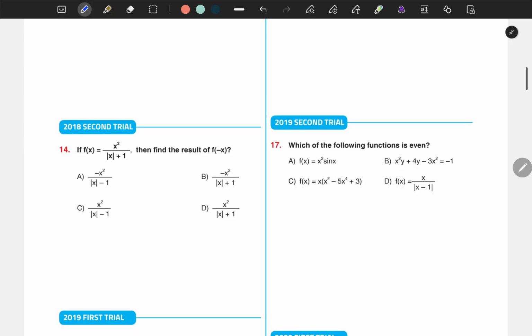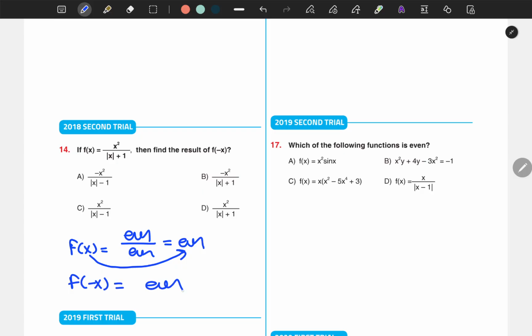Okay, now, it says that f of x equal to x squared is even, absolute value of x is even, a number is even. As a result, even, isn't it? If f of x is even, what is f of negative x? Of course, it must be even, because this is the definition of even. So which of the following options is the same as this one? D, isn't it? D is the correct answer.